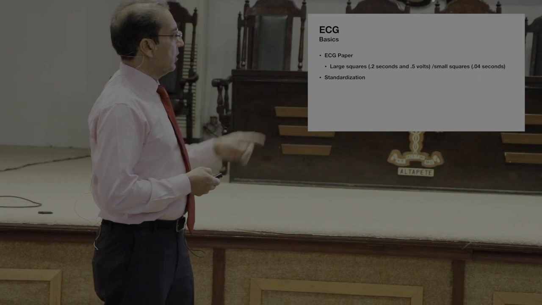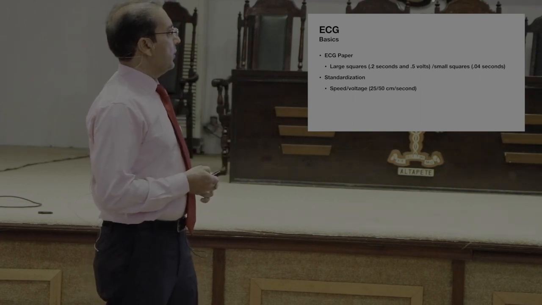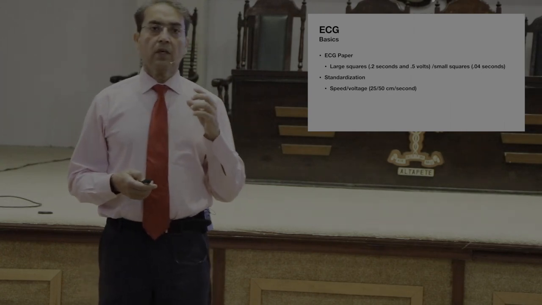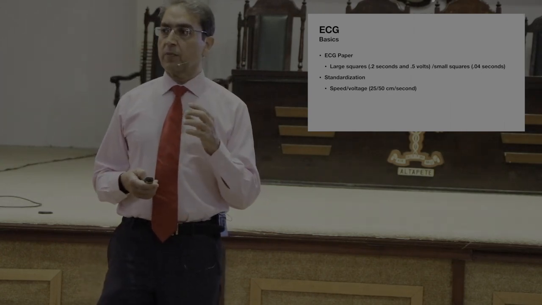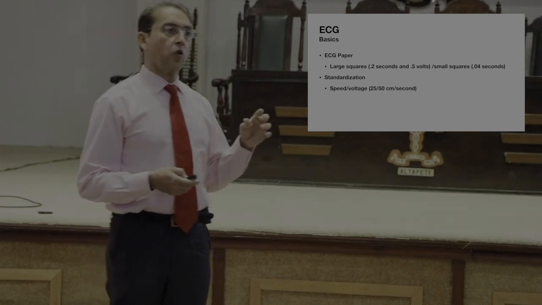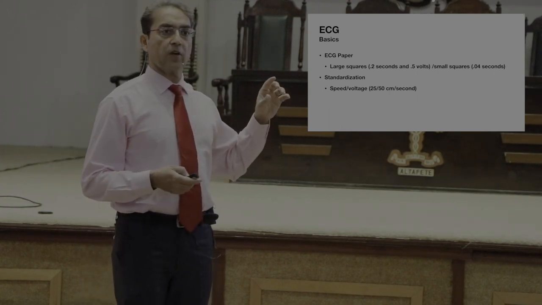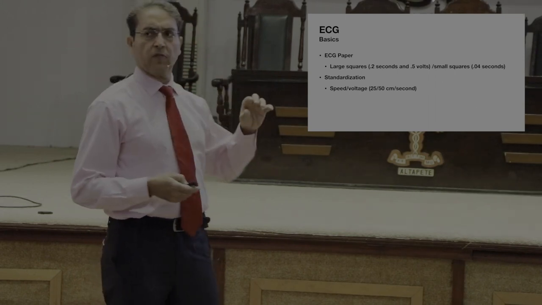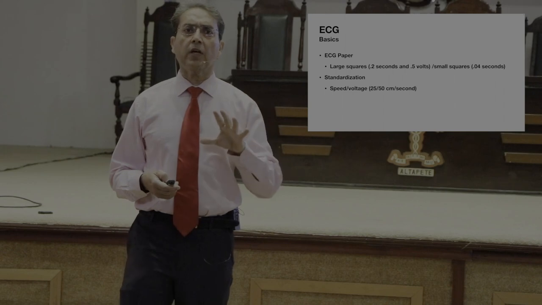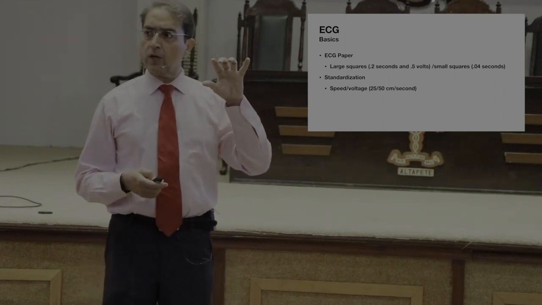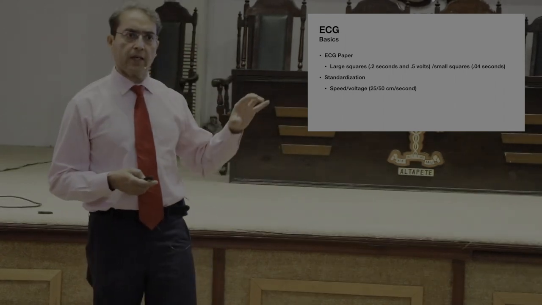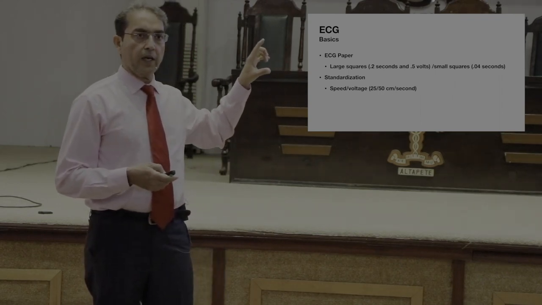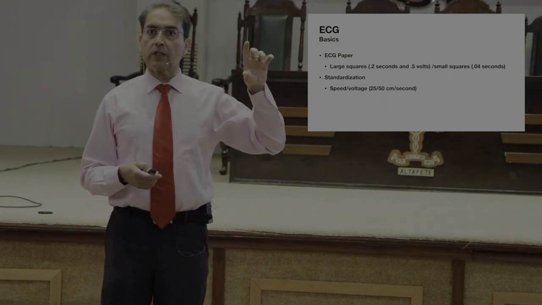Standardization, I have already mentioned this. You check for the speed and voltage. The general speed we use is 25 millimeters per second, and the voltage is 1 millivolt. We keep it at 1 millivolt. Sometimes we do it at half a millivolt as well, because if the complexes are very big and going out of the ECG paper, we can reduce the amplitude. But standard is 1 millivolt. It means your standardization box, which is visible, should be 2 large squares tall.